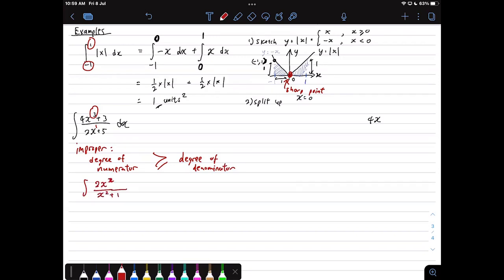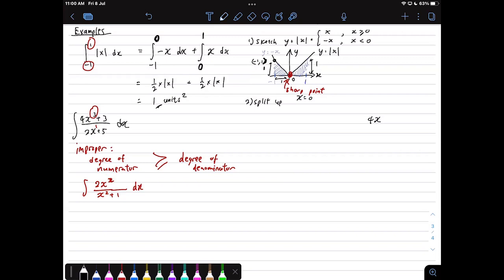Is this an improper or proper fraction? Improper, because over here it's still equal. Power 2, power 2. Good. So let's just do an example.